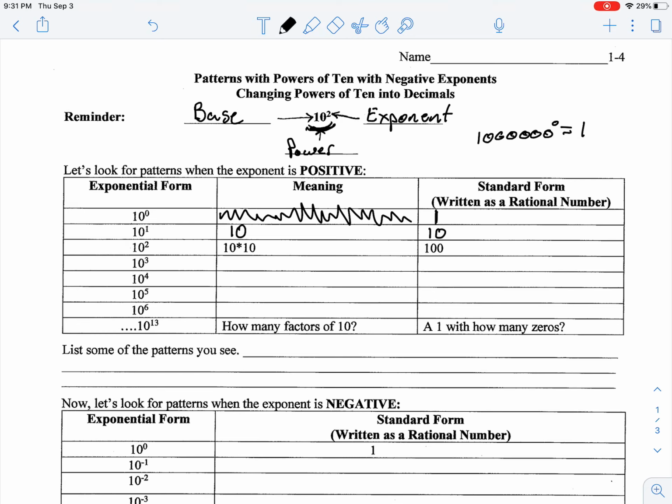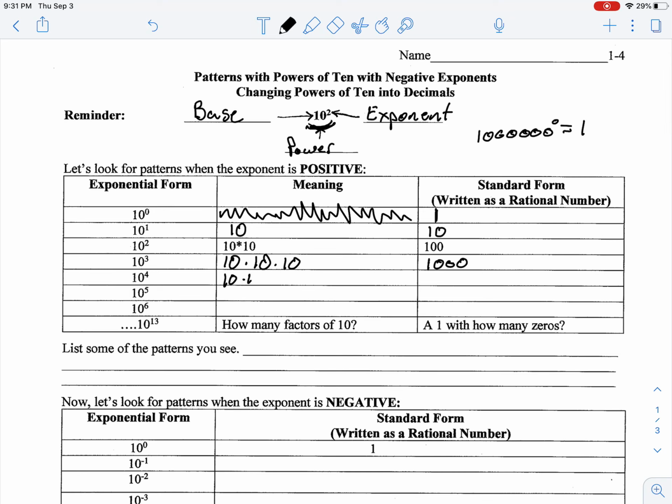So continuing on here, 10 to the third, we're just going to follow that pattern. We are multiplying 10 together 3 times. And 10 times 10 is 100. 100 times 10 gives us 1,000 for the standard form here. So this pattern is going to continue. We have 10 times 10 times 10 times 10. For 10 to the fourth, we've got 4 factors of 10. And this is going to be 10,000. And I'm sure we can see what's going on from here.